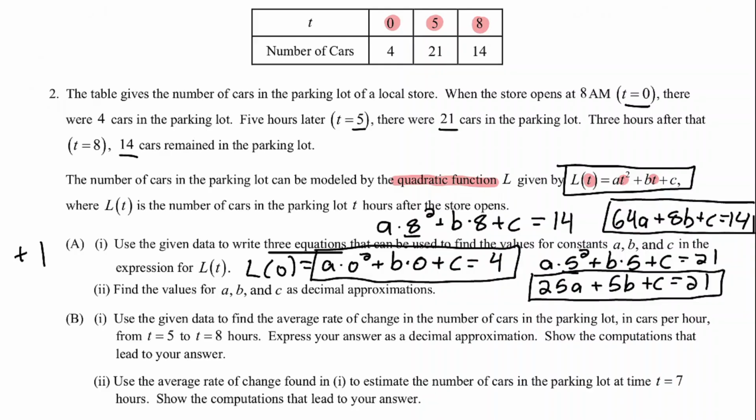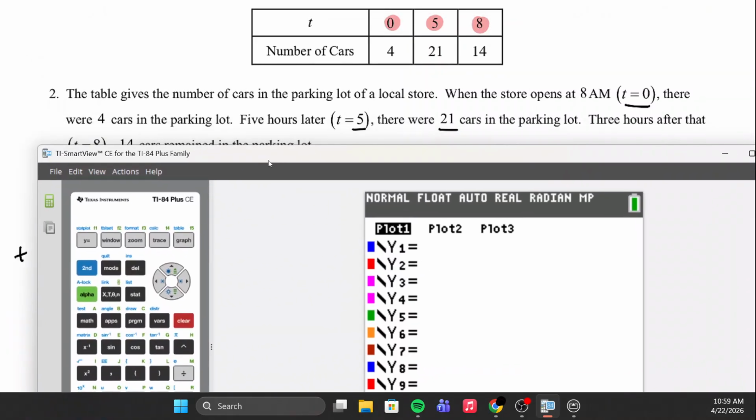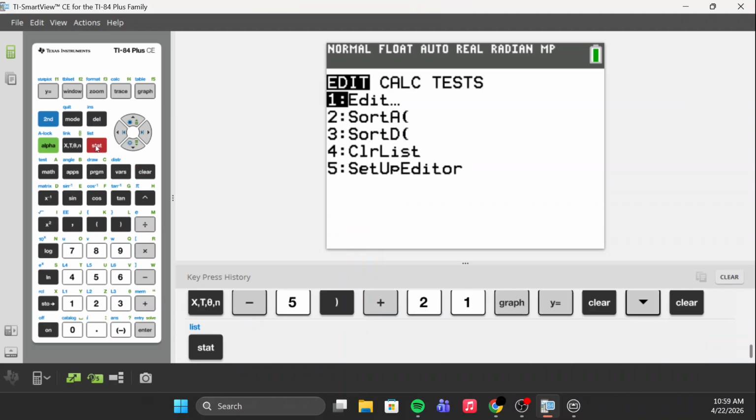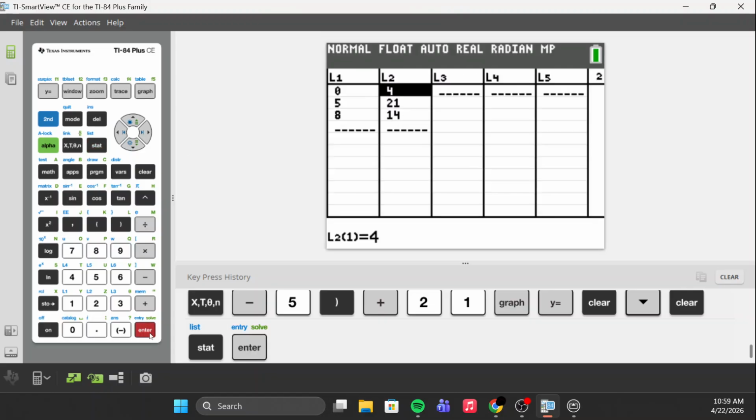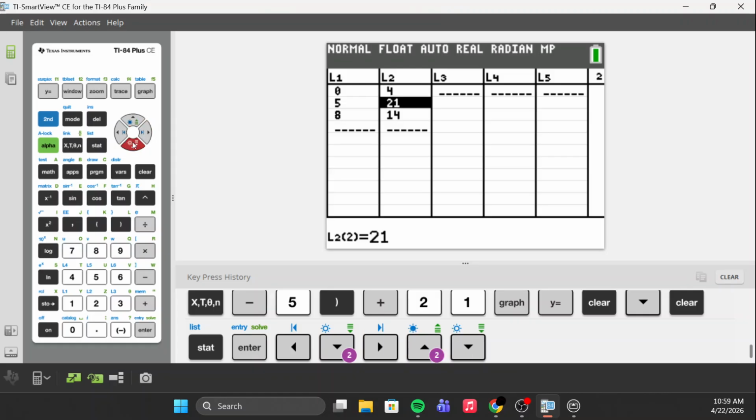For part B, that's the part where we mainly are going to use our calculator. It says find the values for a, b, and c as decimal approximations. And notice it says you don't have to show your work. So I would go to your calculator, go to Stat, and go to Edit. I want to type in my little table. In list 1, I want to type in my 3 x points: 0, 5, and 8. In list 2, I'm going to list 4, 21, 14.